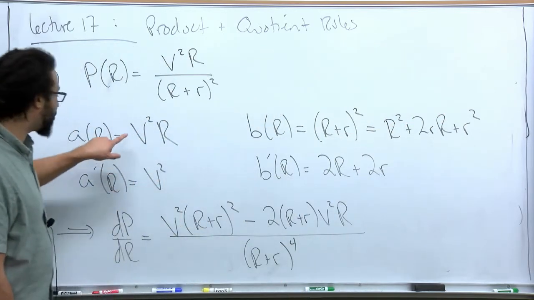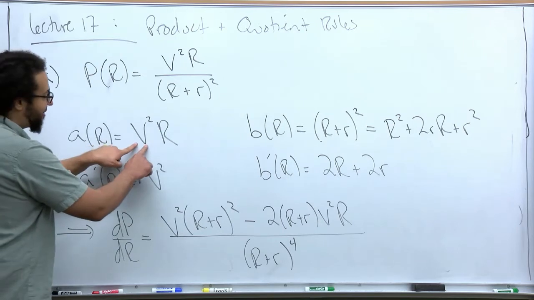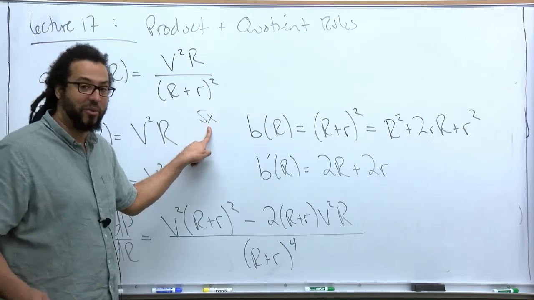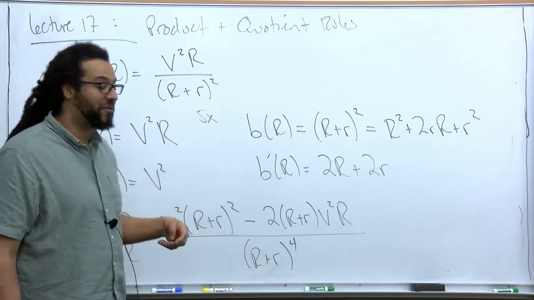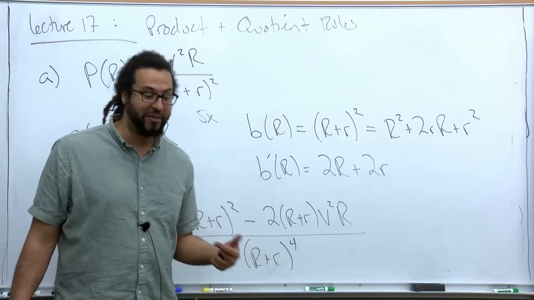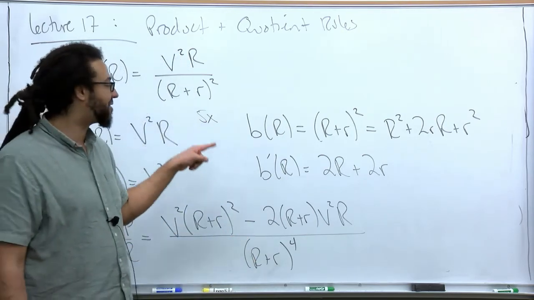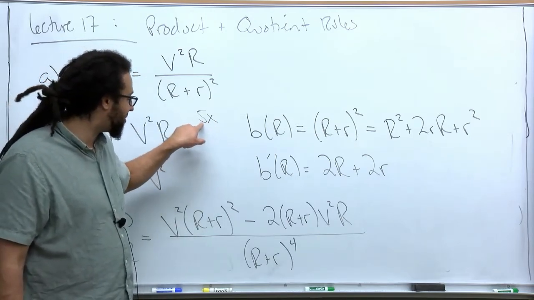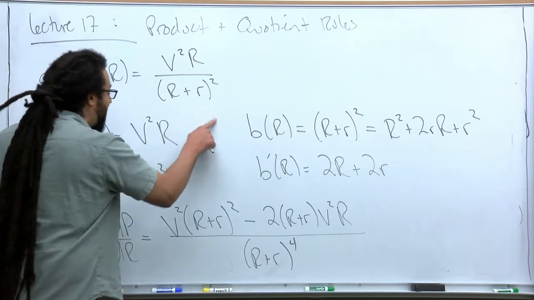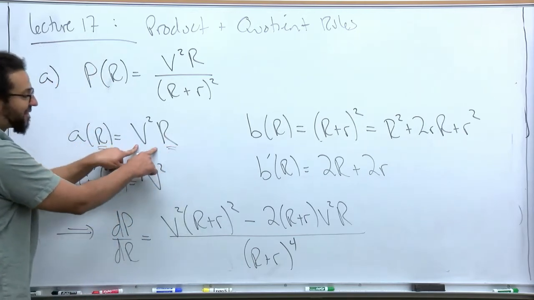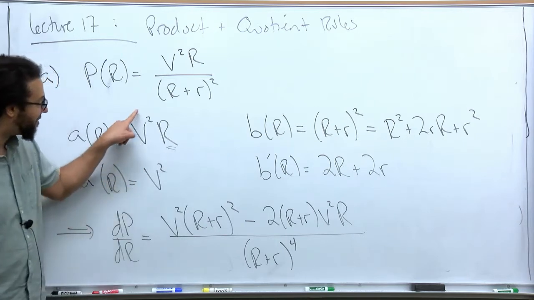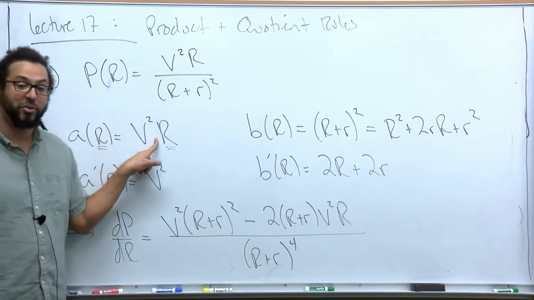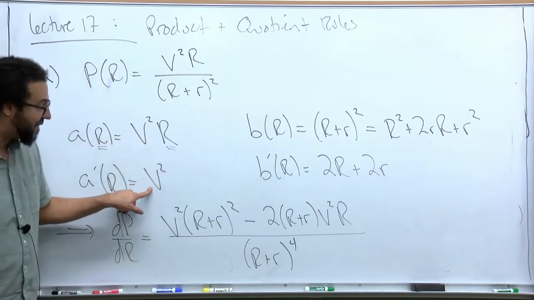And so now, the derivative of a of r: you can think of this thing as like 5 times x. So what's the derivative of 5x with respect to x? It's just 5. Or if the function was 6 times x, the derivative of 6x with respect to x is just the constant 6, right? So this is a linear function and the derivative is just the slope. So with respect to the variable r, this thing is a linear function and its derivative is just the number in front of the r. So the derivative of V squared big R with respect to big R is just V squared.